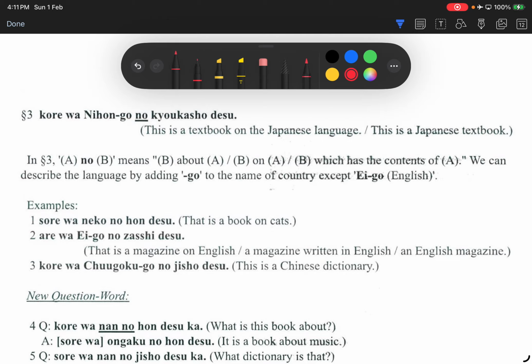Number 3. これは日本語の教科書です. So just now previously, in number 2, we learned no as possession. Correct? So does it mean that this 教科書, this textbook belongs to Japanese?